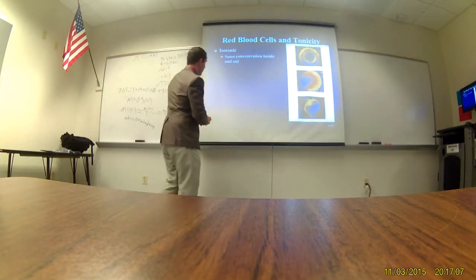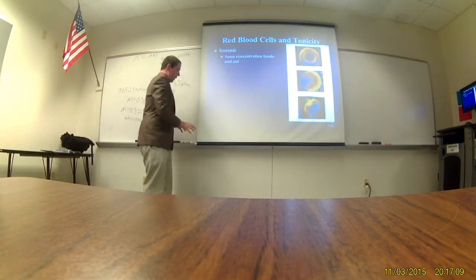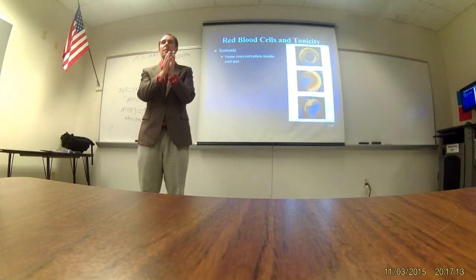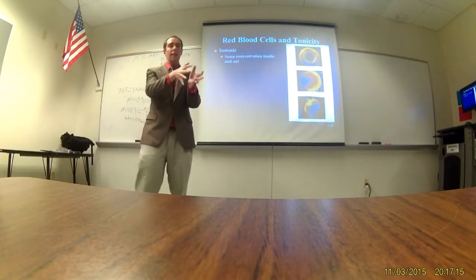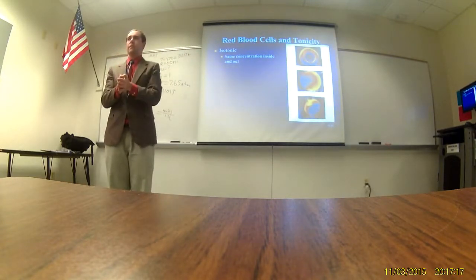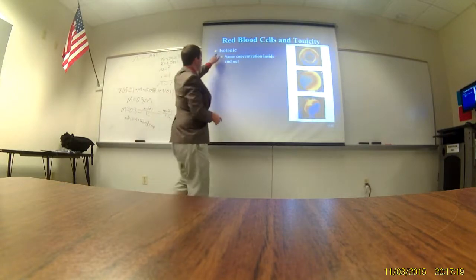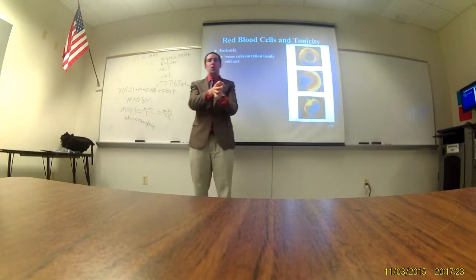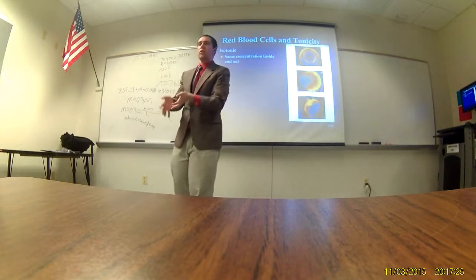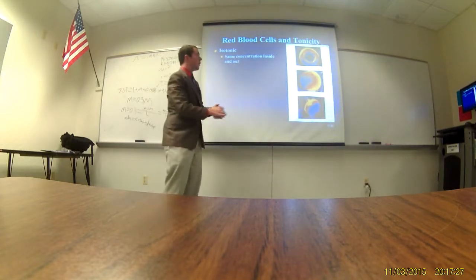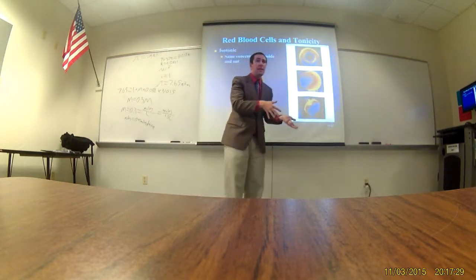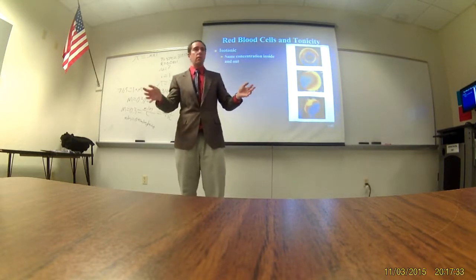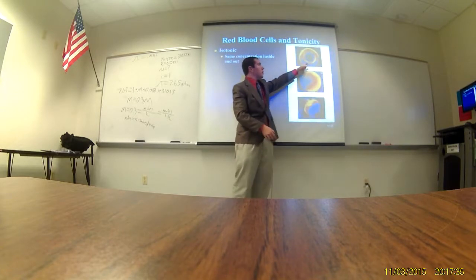So if you take a blood cell and you put it in a solution, we have terms that describe that solution relative to the blood cell. An isotonic solution is the same concentration as the concentration in the blood cell. So if you have the same concentration inside as outside, everything's happy, water doesn't move, and your blood cell looks just the way it's supposed to.